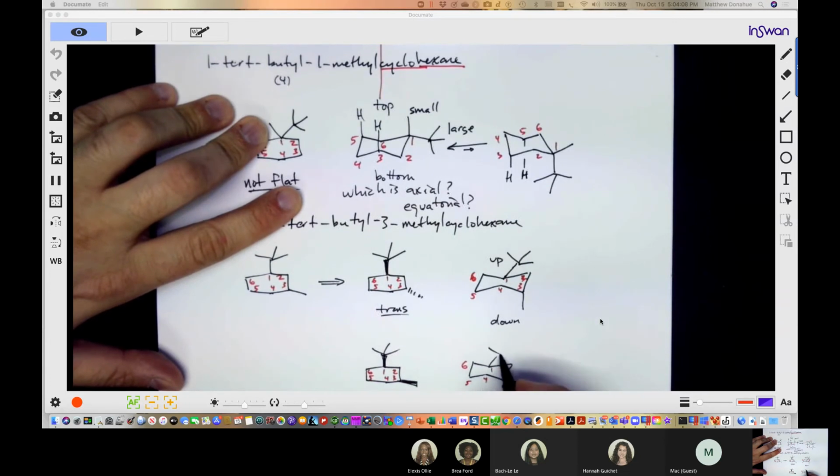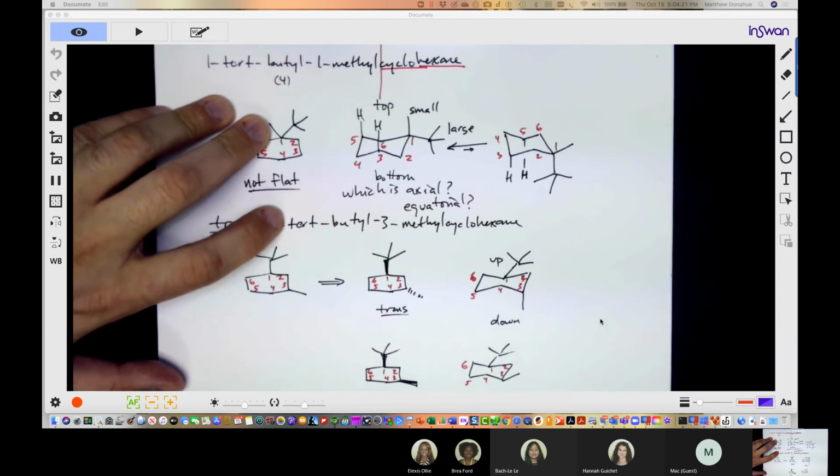So this is equatorial, it's up. This has to be up as well. So there's cis. We're at position 3. That's up. We need this up, so that's also equatorial. So yeah, they're both equatorial.